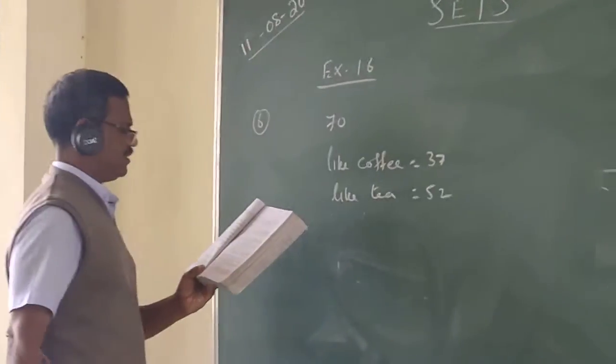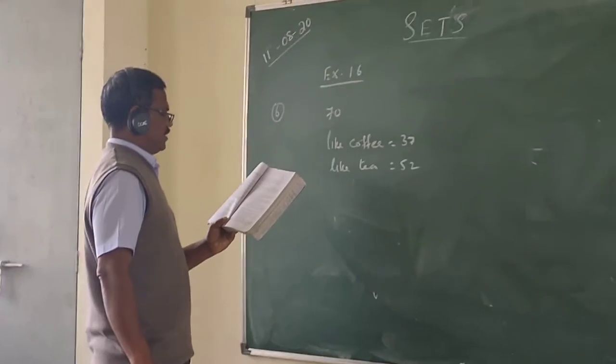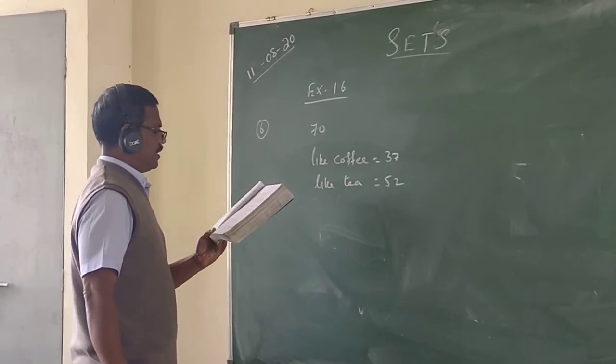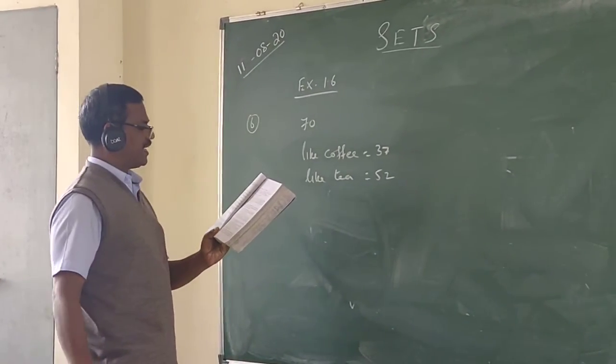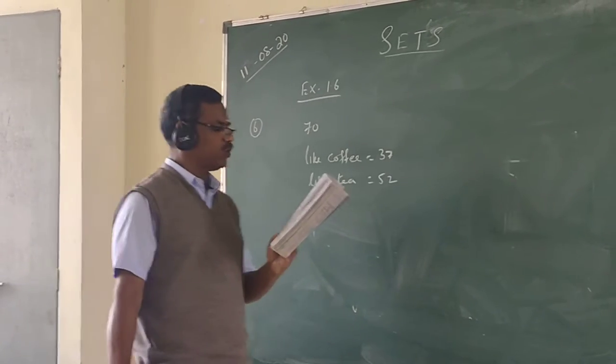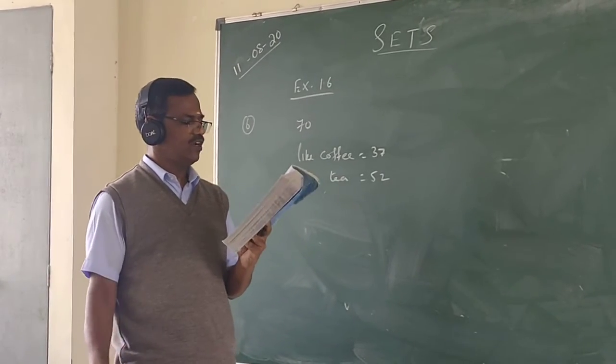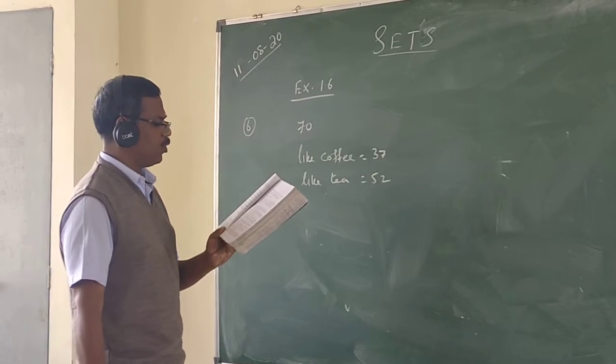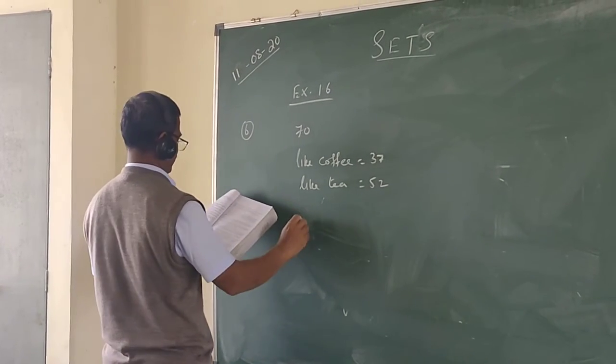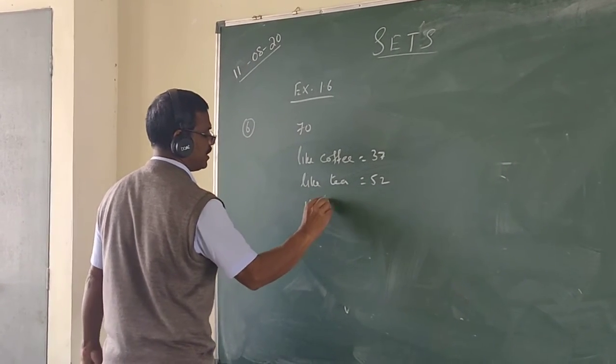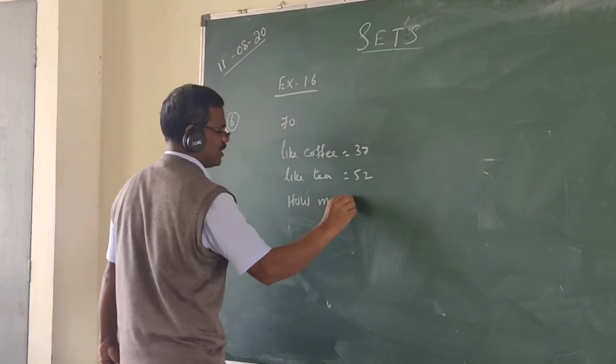52 like tea. And each person likes at least one of the two drinks, either coffee or tea. How many people like both coffee and tea?